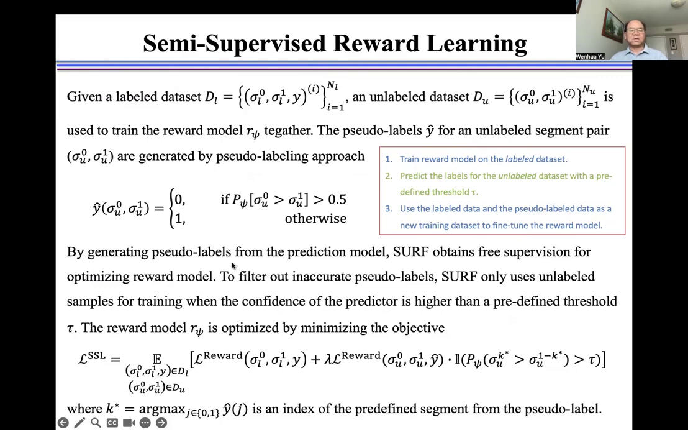By generating pseudo-labels from the prediction model, SURF obtains free supervision for optimizing the reward model. To filter out inaccurate pseudo-labels, SURF only uses unlabeled samples for training when the confidence of the predictor is higher than the predefined threshold tau. The reward model R psi is optimized by minimizing the objective as shown here, where p asterisk is the index of the preferred segment from the pseudo-label.